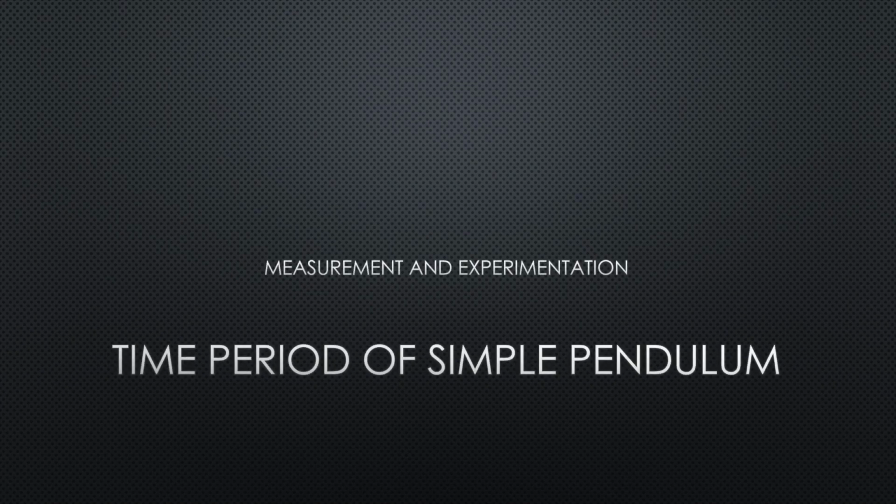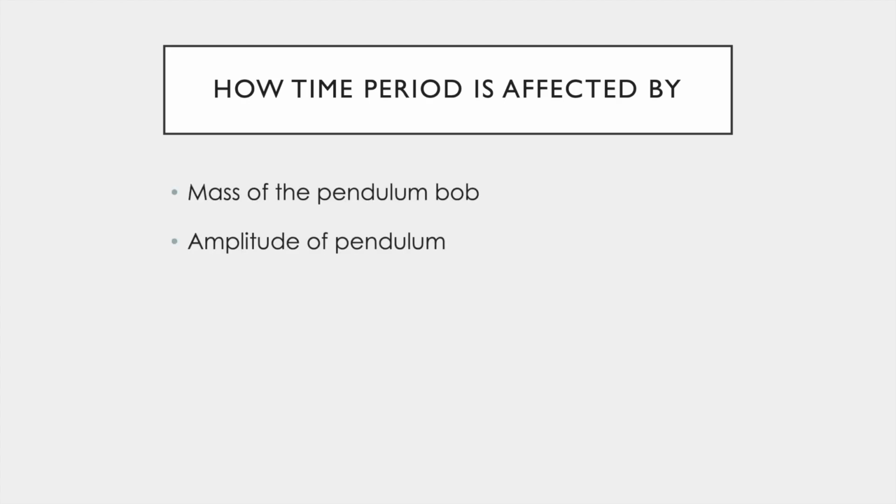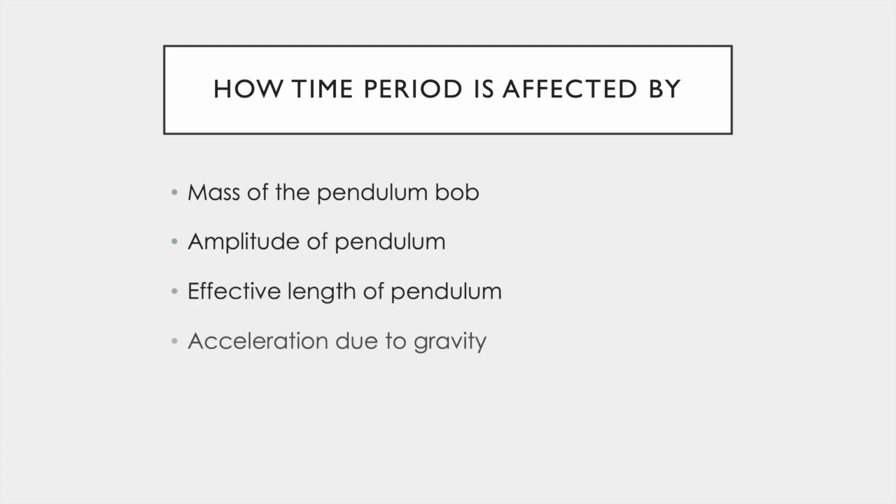So in this video we shall continue to learn about the simple pendulum, in which we will explore how the time period of a simple pendulum is affected by the mass of the pendulum bob, the amplitude of the pendulum, the effective length of the pendulum, and the acceleration due to gravity. Now when we look at all these factors, we are considering that the air resistance that the pendulum faces is zero. In other words, we are considering the pendulum to be swinging in vacuum.